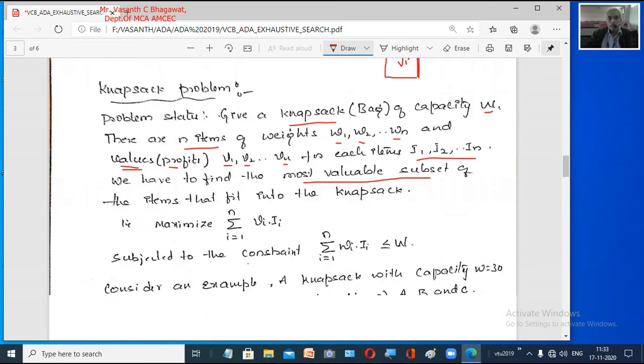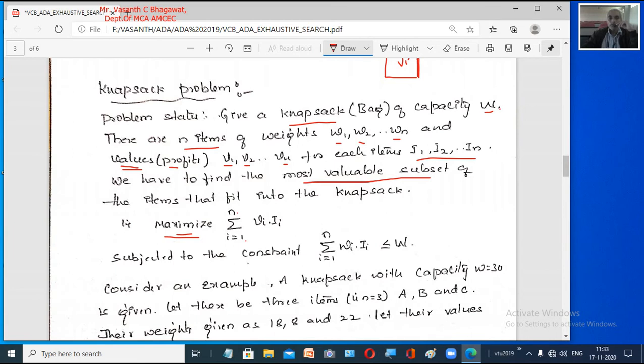So now we try to formulate this problem. What does our problem say? We want to maximize the profit. So we write: maximize the summation for i equal to 1 to n. You have so many items, I1, I2, I3, up to In. You are going to pick these items based on the profit, so you should get the maximum profit. So maximize the summation i equal to 1 to n of Vi into Ii.